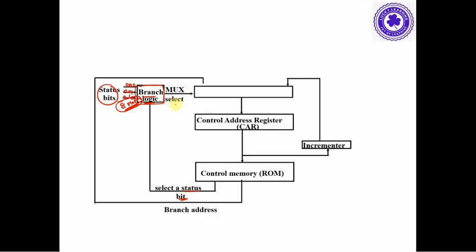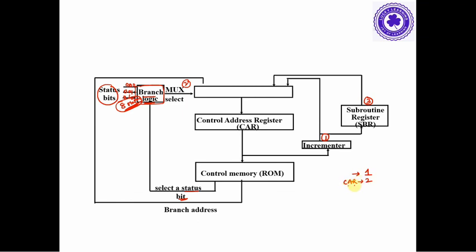And this is one possibility. Incrementing is one possibility, and selecting the branch address is the second possibility. And the third possibility is a subroutine call. Suppose it is a subroutine call: first it is executing instruction number 1. The next address is available in the control address register, which means the next address is 2.